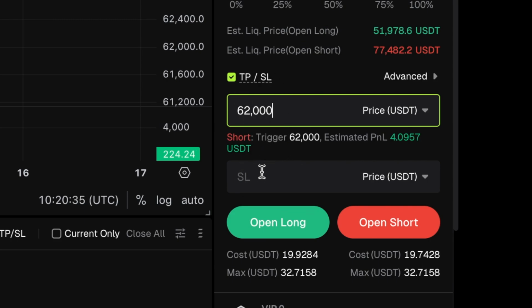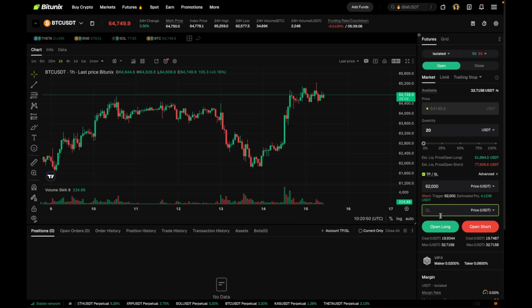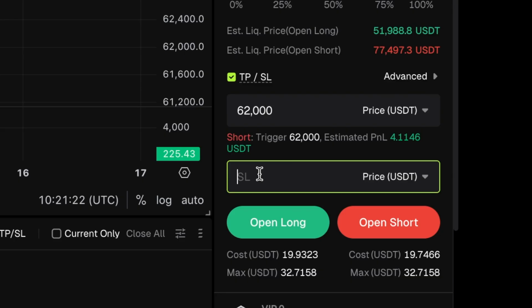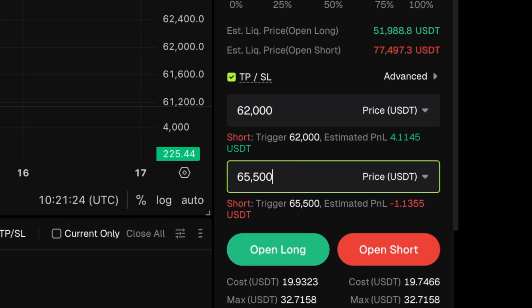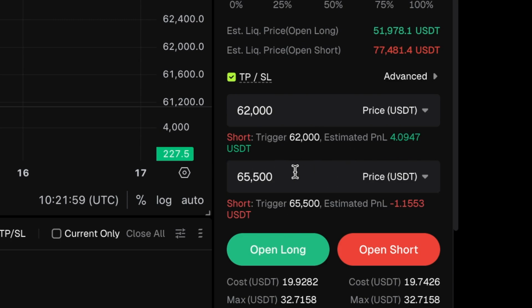Okay, now let's set our stop loss target. So again, the same idea. Based on this chart right here, maybe you would want to set a stop loss somewhere above this wick here. Let's just call it even and say 65.5k. So we're going to put 65,500 in here. And of course, that now means if the price hits 65.5k, that would close our short position. And down here, you can see our estimated loss in that scenario.